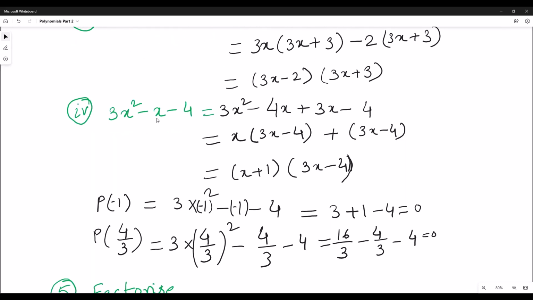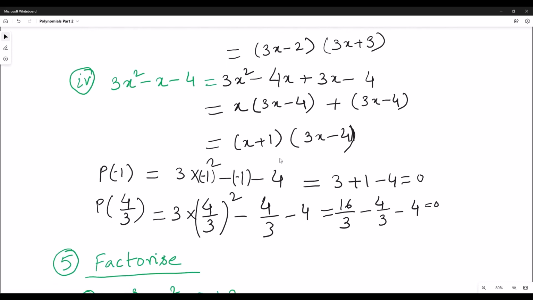Likewise, for this, we have to split the middle term so that the sum is minus 1 and the product is minus 12. So this is the hit and trial method. This has no rule. This is hit and trial only. You have to split the middle term by hit and trial. You have to find out those two numbers.